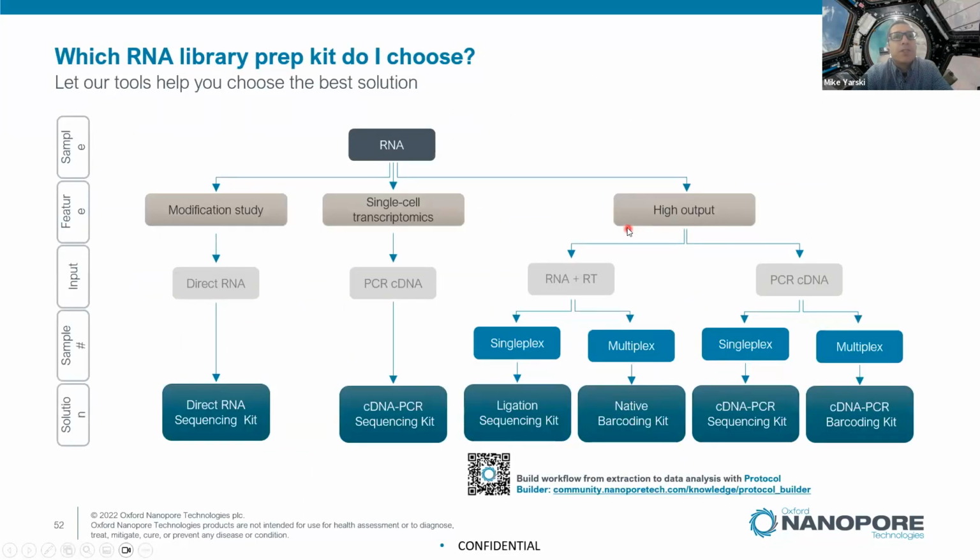And again, we have a decision tree of how much input do you have, how much output do you want, do you need PCR, no PCR, et cetera. And I said for the direct cDNA, we do have a protocol on our website that uses a modified version of just the standard cDNA kit. You just do an RT step and then prepare it using the ligation chemistry with the kit 114.